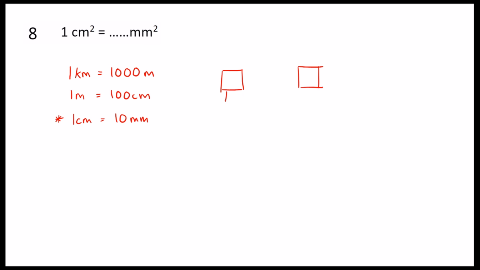One square is going to be 1 centimetre by 1 centimetre, and we therefore know that the area of this would be 1 times 1, which is 1 centimetre squared. Notice how that is the same as what we have in our question. Now, if I wanted to convert this answer into millimetres, let's think about what would happen if I was to change my lengths. We know that 1 centimetre is the same as 10 millimetres. That therefore means that our area is going to become 10 times 10, which is 100 millimetres squared.